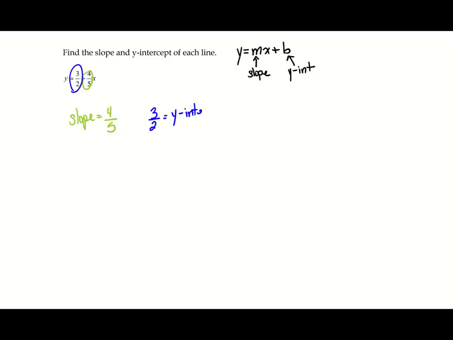I purposely switched things around here so that you'd have to stop and think. It's the number attached to x that will be your slope. The other number will be your y-intercept when y is alone. You are now ready for numbers 1 through 4 in your study guide.